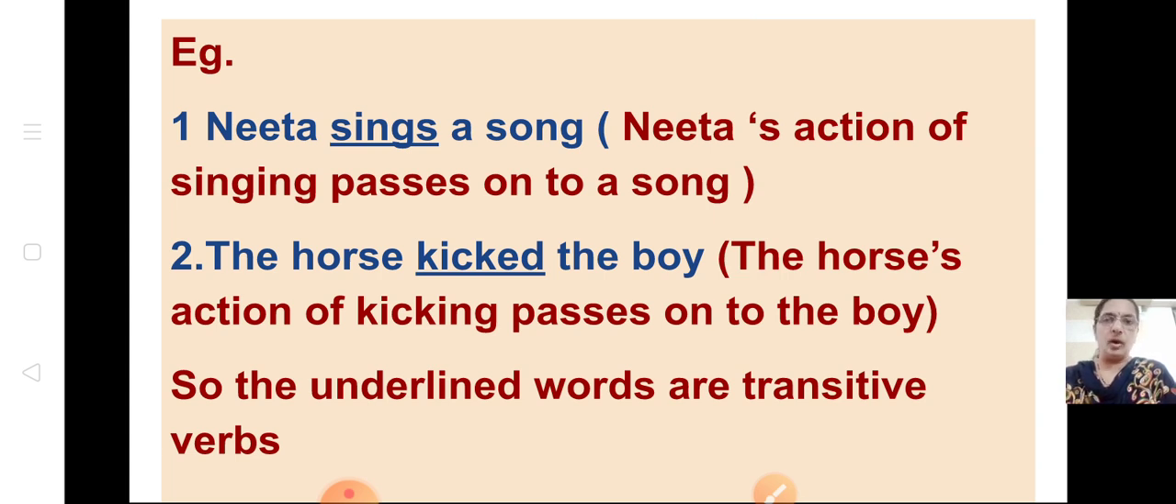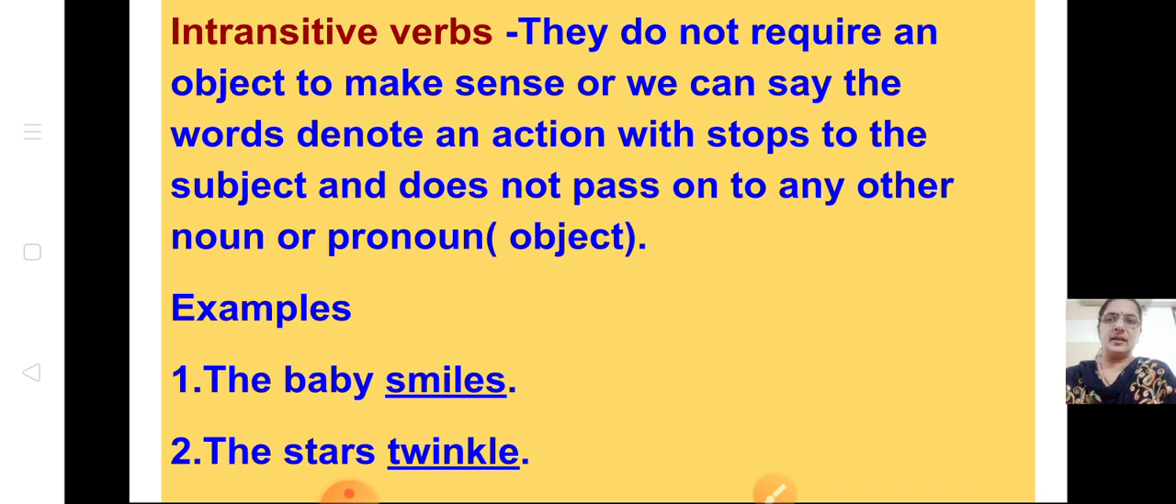So when you have an object, it is transitive. The horse kicked the boy. Horse kicked. After the verb, you will ask the question. If you get an answer, it is transitive. The horse's action of kicking passes on to the boy. The horse kicked whom? The boy. So the underlined words are transitive verbs. Understood, children? Now we will see what is intransitive.